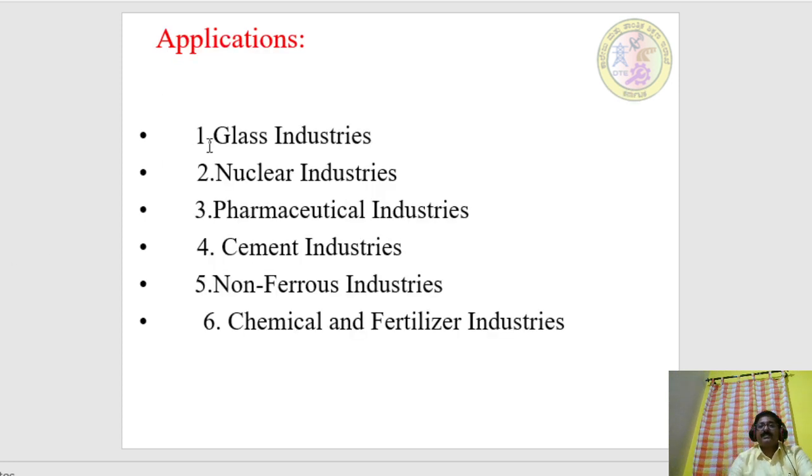Certain applications belong to pyrometers. Glass industries are using them effectively. Nuclear industries are using them. Pharmaceutical industries, cement industries, non-ferrous industries, chemical and fertilizer industries.